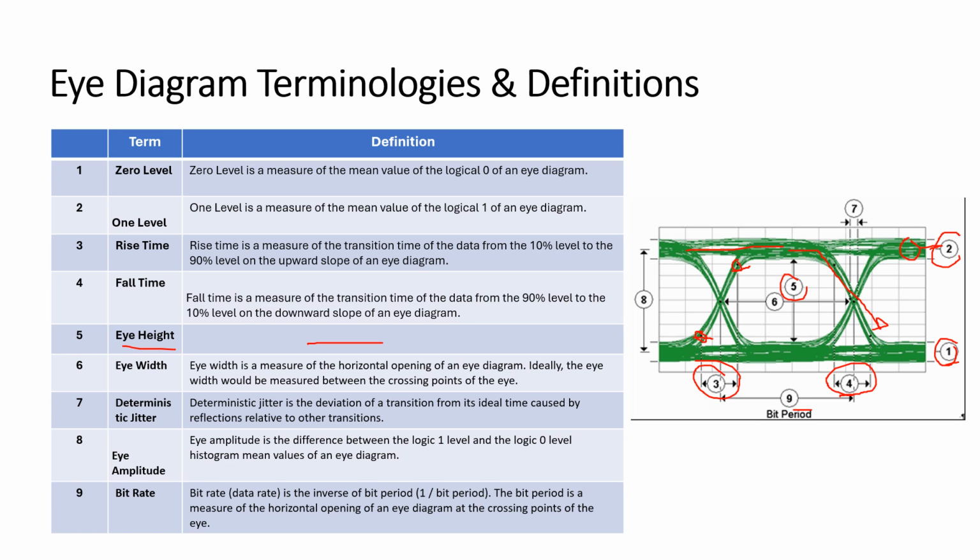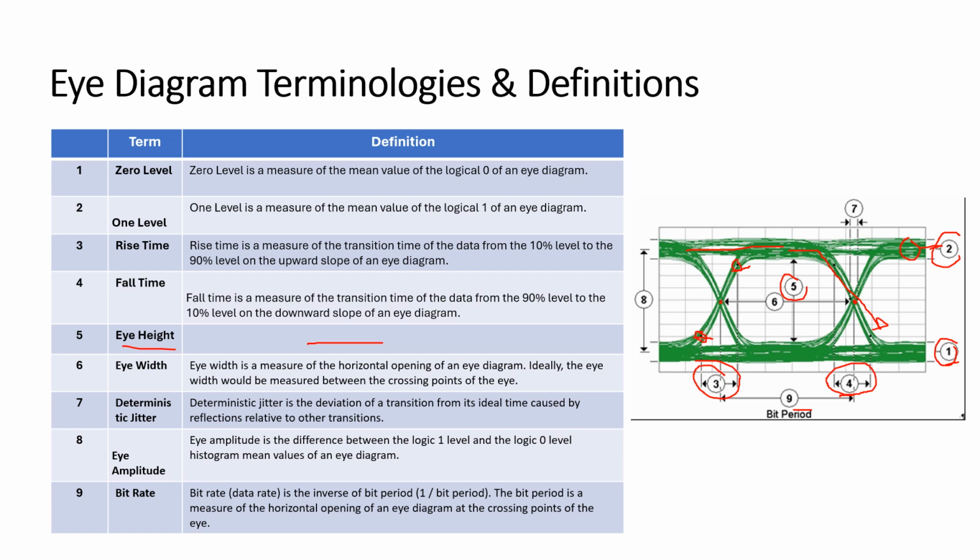And in an ideal case, the eye width would be measured between the crossing points. As you can see, this is one crossing point. This is the second crossing point. But in a non-ideal condition, there is some sort of jitter and skew that will get added to the signal, and your eye diagram crossing will change and your eye width will collapse.